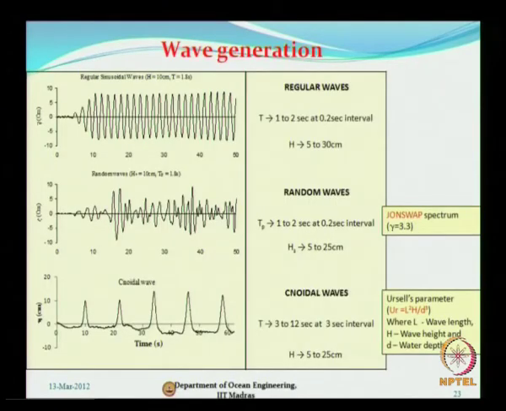Some of the types of waves that could be generated using this wave maker are shown here. We have recently carried out some tests wherein the top one shows regular waves, the characteristics of which are indicated here, and the random wave is the middle one with a particular wave period as well. Here the peak period is 1.8 seconds, and the significant wave height is approximately 10 centimeters. Then the bottom one is the solitary waves.